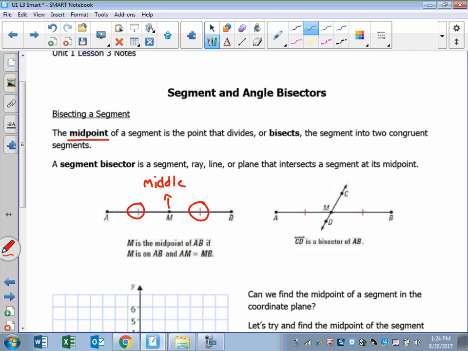A segment bisector, okay, that's a segment, ray, or line or plane that intersects a segment at its midpoint. So as we can see, we have a line that goes through the midpoint. So that's a segment bisector. And again, we're cutting the segment into two equal pieces.